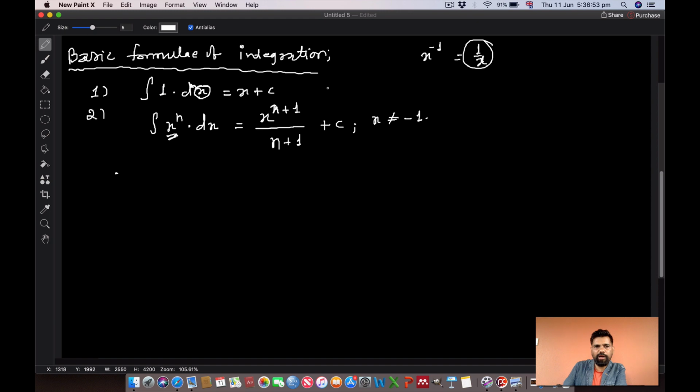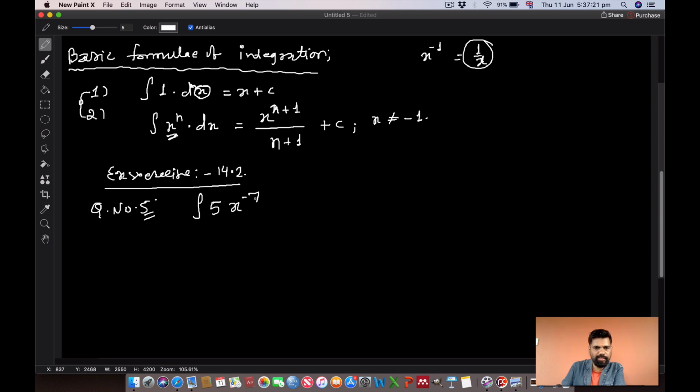By taking the idea of these two formulas, we have one question which I took from the exercise of your textbook, exercise number 14.2. You have an assignment at the end of this video. Exercise 14.2, question number 5. The question is the integral of 5 x power minus 7 dx. This is the symbol of integration. So how can we solve this question? By using these two formulas, formula number 1 and formula number 2.